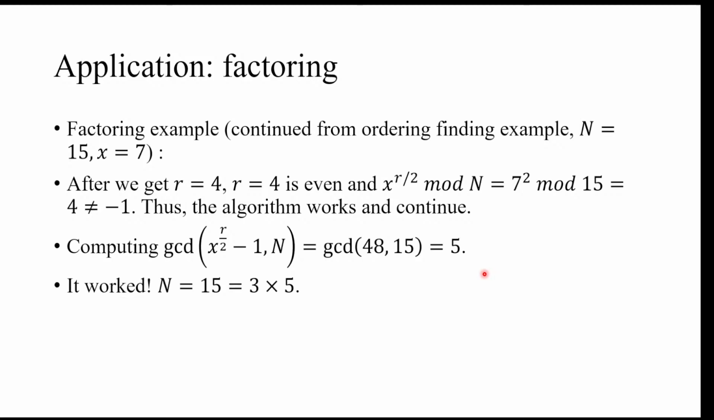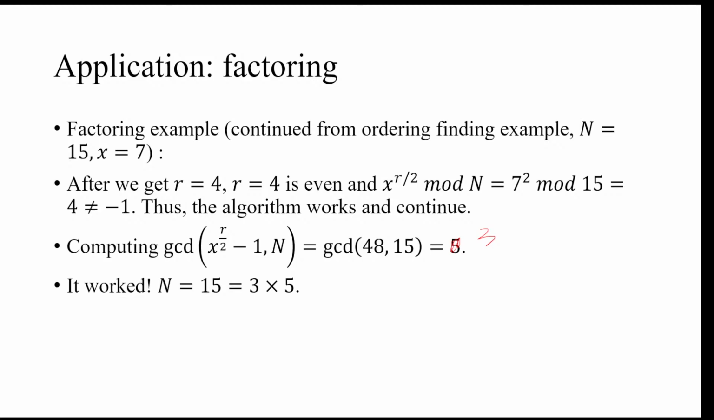Sorry, this is wrong, right? The GCD of 48 and 15 is not 5, it's 3 here. But anyway, we got a factor, so it works. So n is 15, equal to 3 times 5. Okay, and that's how it works.